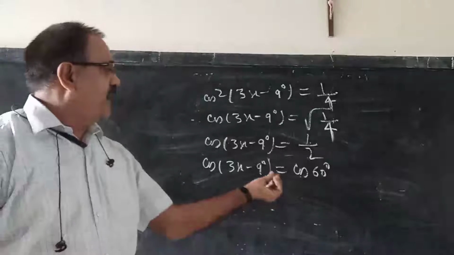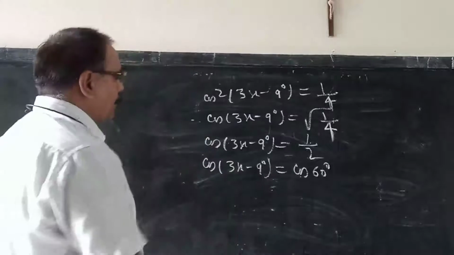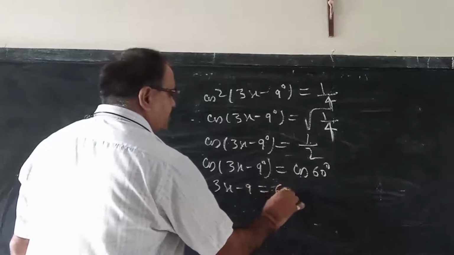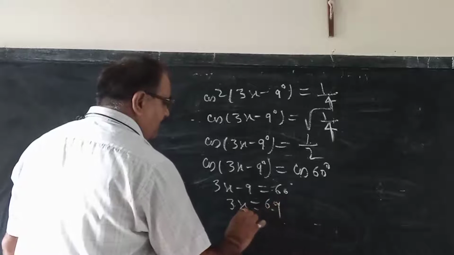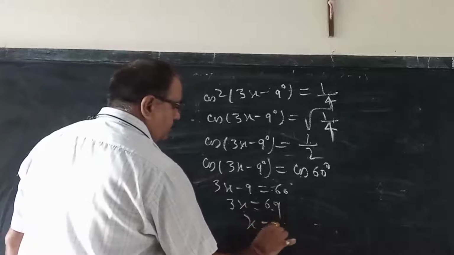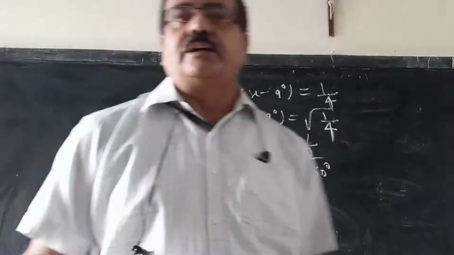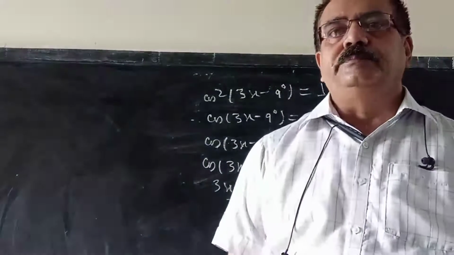Now there is an equal sign, so we compare. When we compare, 3x − 9 is equal to 60°. So 3x is equal to 69°, so x is equal to 23°. What is the answer? 23°. So you can see all the questions are the same type.